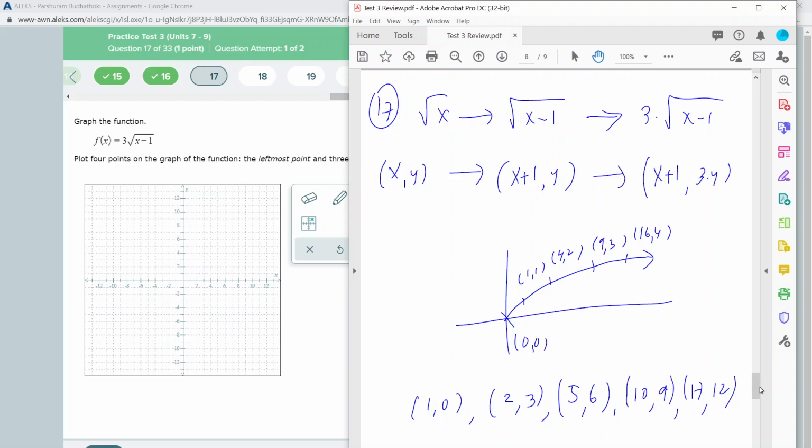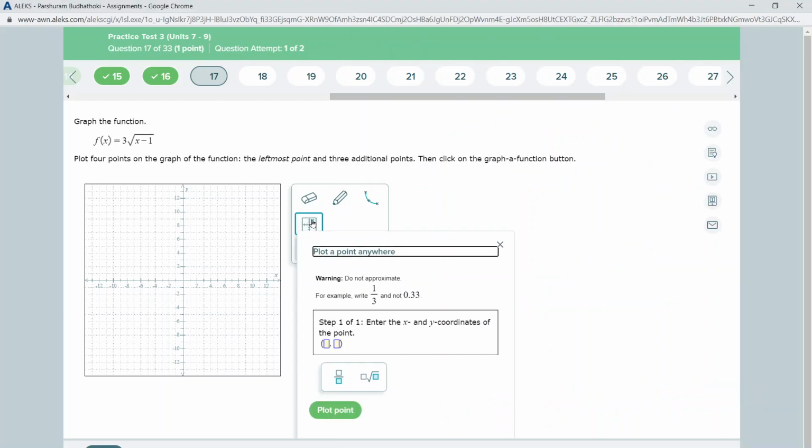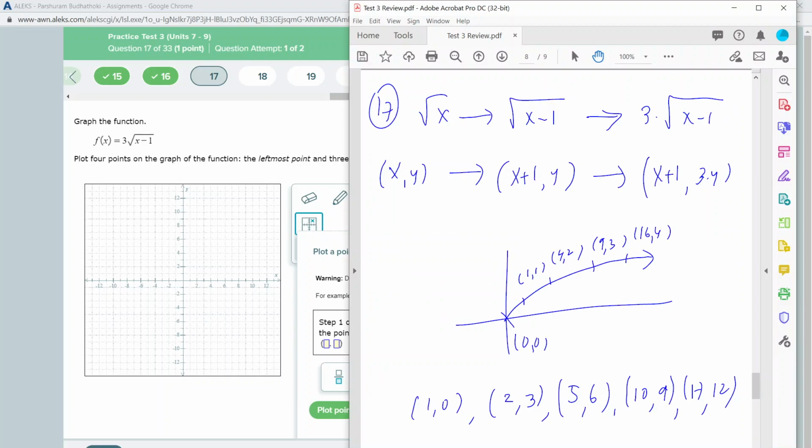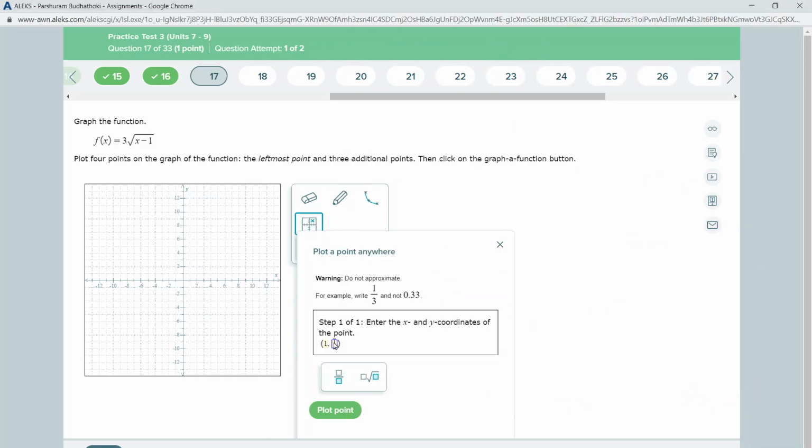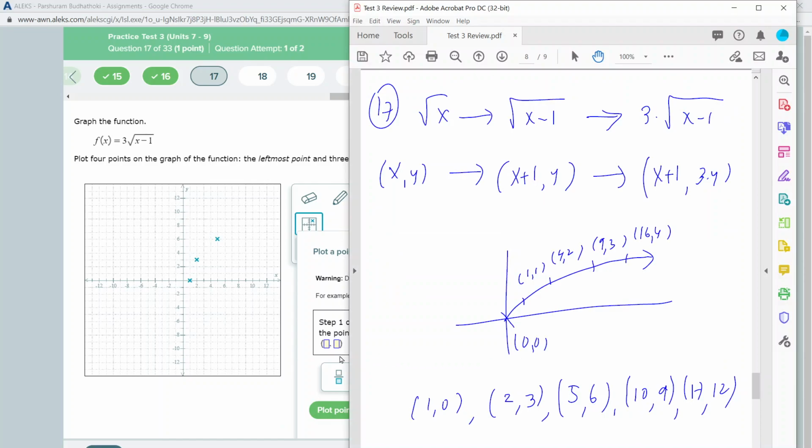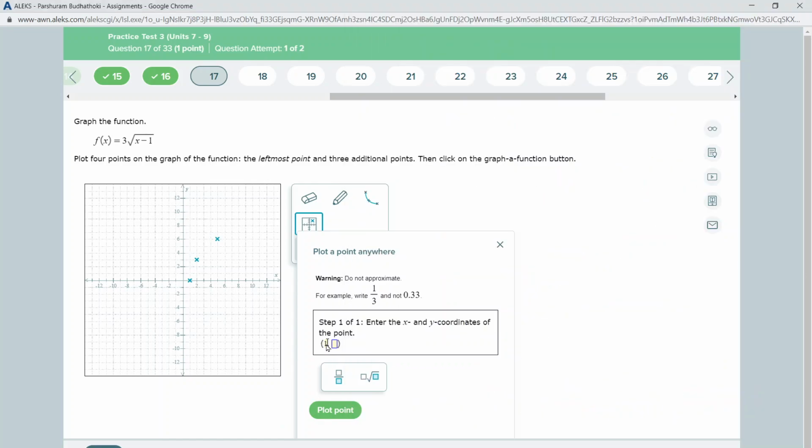So I'm going to plot these 5 points here. So let's see, 1 0, 2 3. 1 0, plot it. 2 3, plot it, and then after that 5 6, plot it. After that, what is another point? 5 6, 10 9 and 17 12. Okay, this point is out of bounds, so pick something else then.